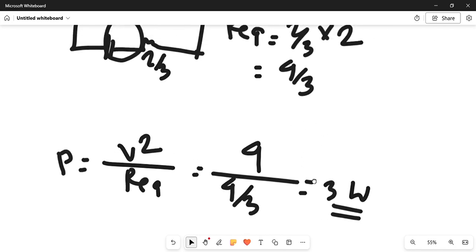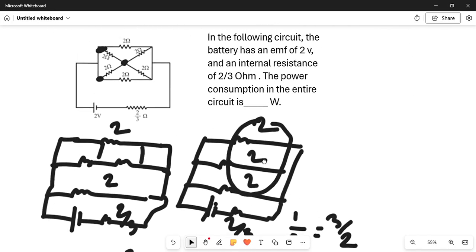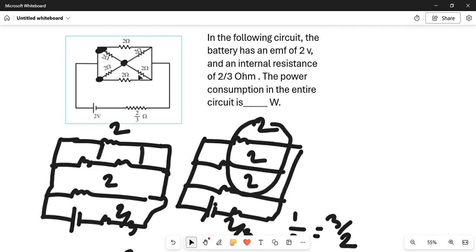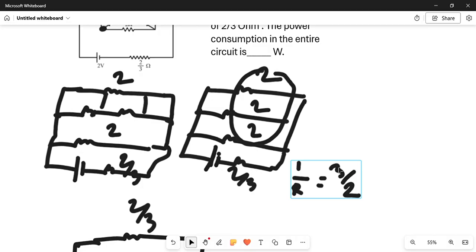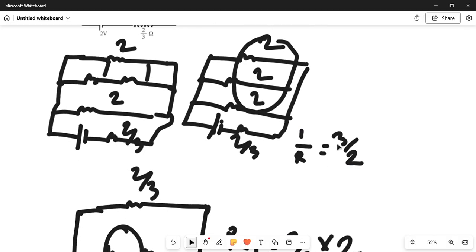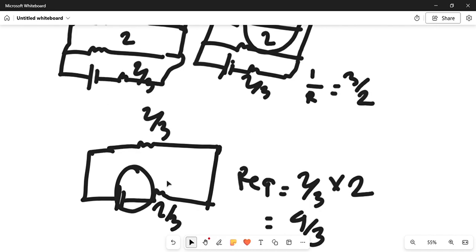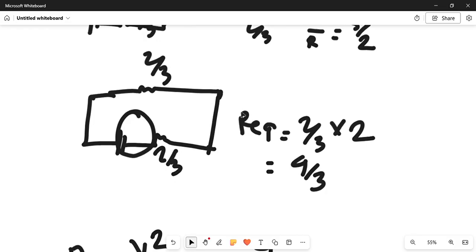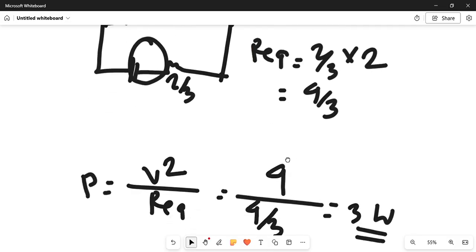First, we have to reduce the complexity of the circuit. These two resistances are in parallel, and these two resistances are in parallel. When they are connected in series, then these three resistances are in parallel because the endpoints are connected at the same point, and no resistances are present between their endpoints. So their equivalent resistance will be 1 by R is equal to 3 by 2, R is equal to 2 by 3. Then the entire circuit will be this, but this resistance and this resistance are in series. So the entire equivalent resistance of the circuit is 4 by 3, and thus P is equal to this.